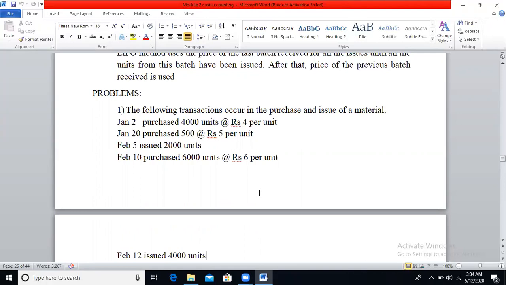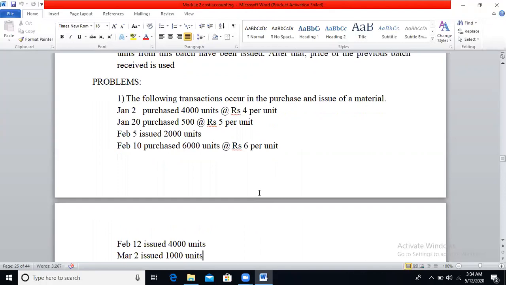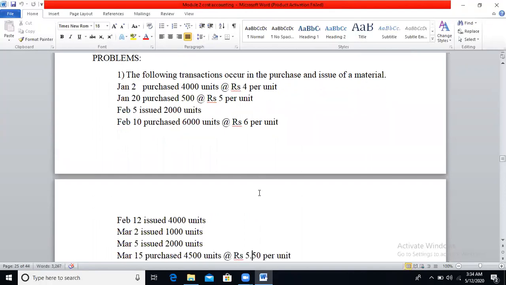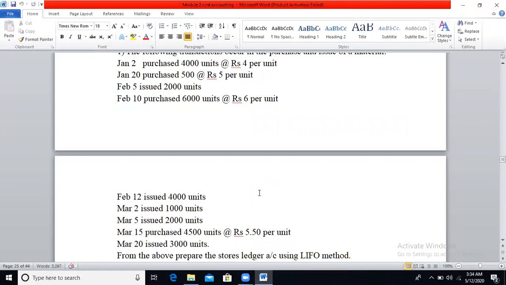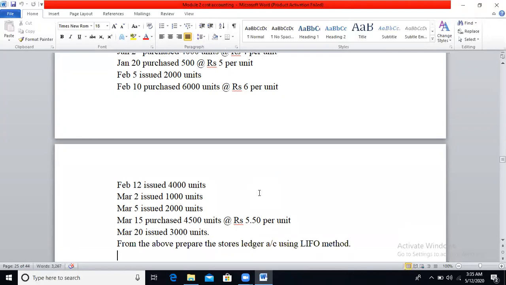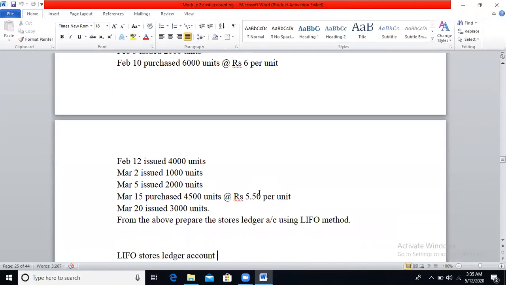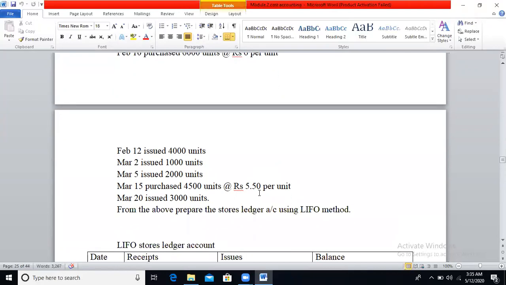February 10th, we are purchasing 6,000 units at rupees 6 per unit. February 12th, we are issuing 4,000 units. March 2nd, we are issuing 1,000 units. March 5th, we are issuing 2,000 units. March 15th, purchased 4,500 units at rupees 5.50 per unit. March 20th, issued 3,000 units. From the above, prepare the store's ledger account using the LIFO method.